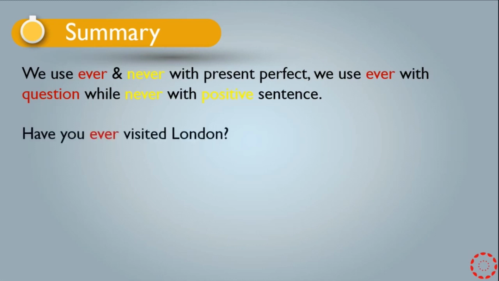For example, have you ever visited London? As I said, we use ever with question forms or question sentences. She has never traveled by plane. As I said, we use never with positive sentences, and this is positive. And as you see, visited and traveled are both in past participle form.